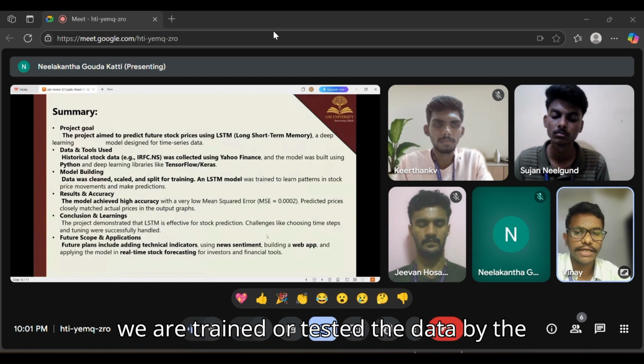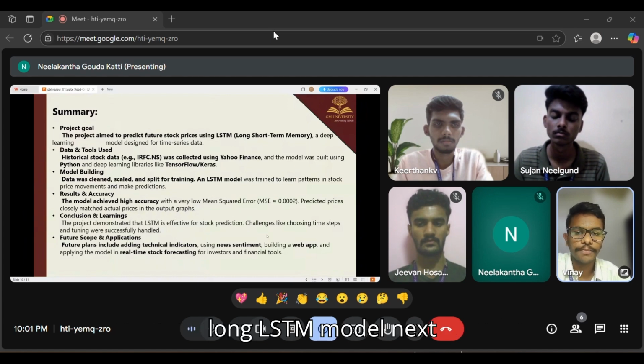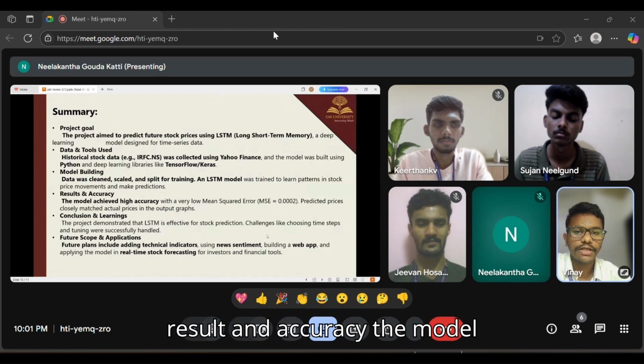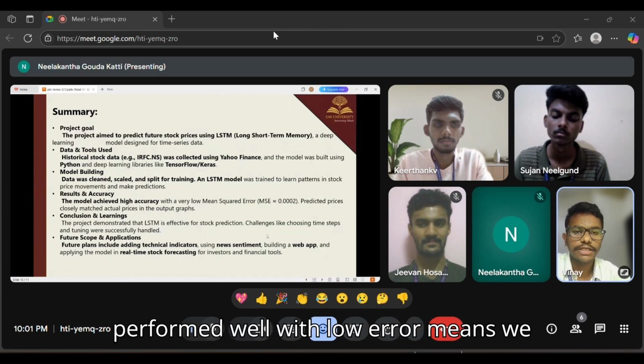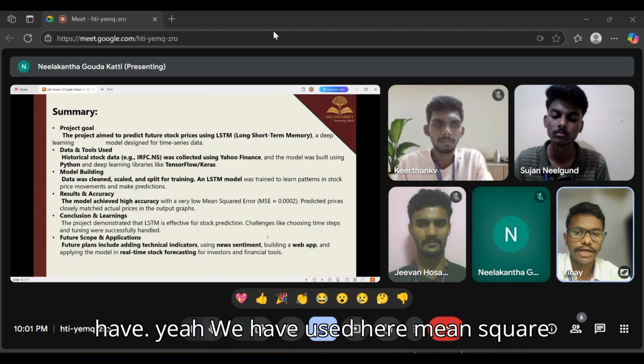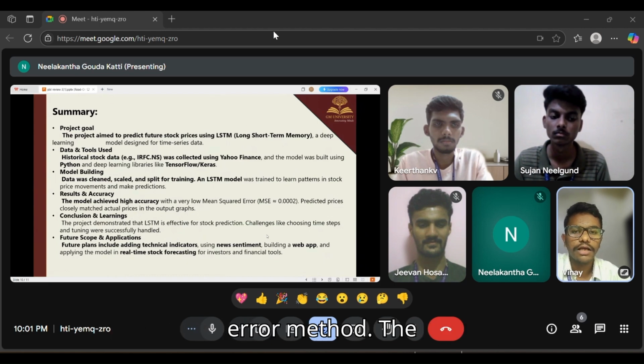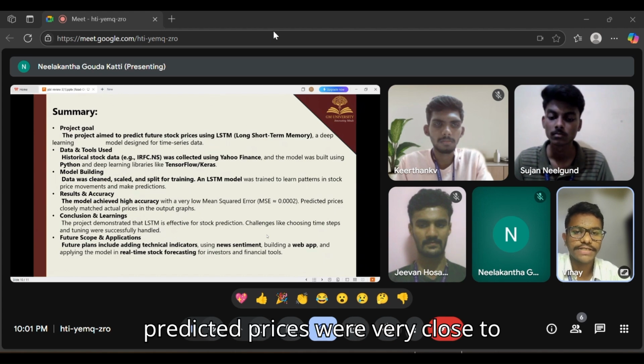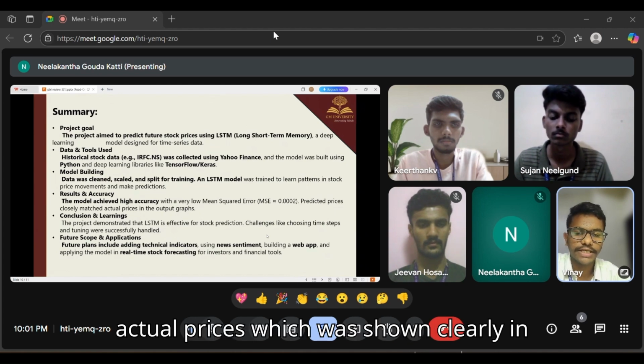Now when we have trained and tested the data with the LSTM model, next, result and accuracy. The model performed well with a low error, meaning we used the mean square error method here. The predicted prices were very close to actual prices, which was shown clearly in the output graphs.